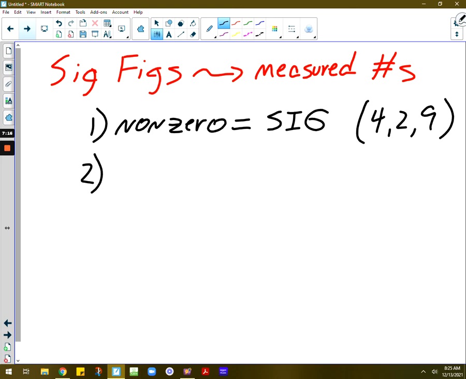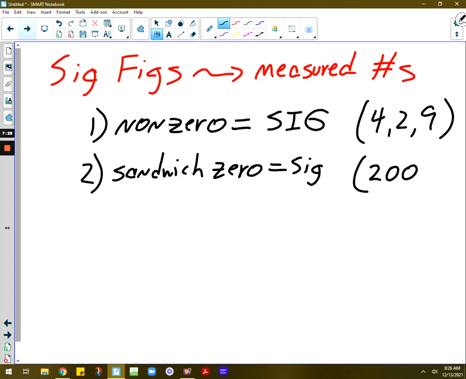If you've got a sandwiched 0, then it's significant. And that would be something like 2009. These two zeros are sandwiched in between non-zeros, so we count them both. They're both significant.